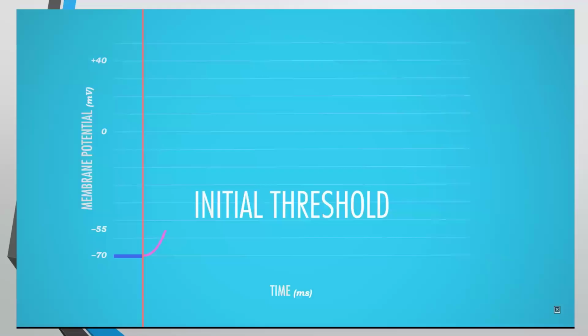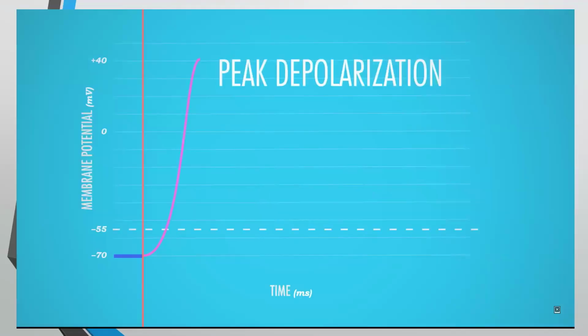world. And because the voltages in this process are always pretty much the same, the initial threshold around -55 millivolts and the peak depolarization at 40 millivolts, your neurons only communicate in a buzz. It doesn't matter if it's a paper cut or a stab wound, the strength of that action potential is always the same. What does change is the frequency of the buzz.